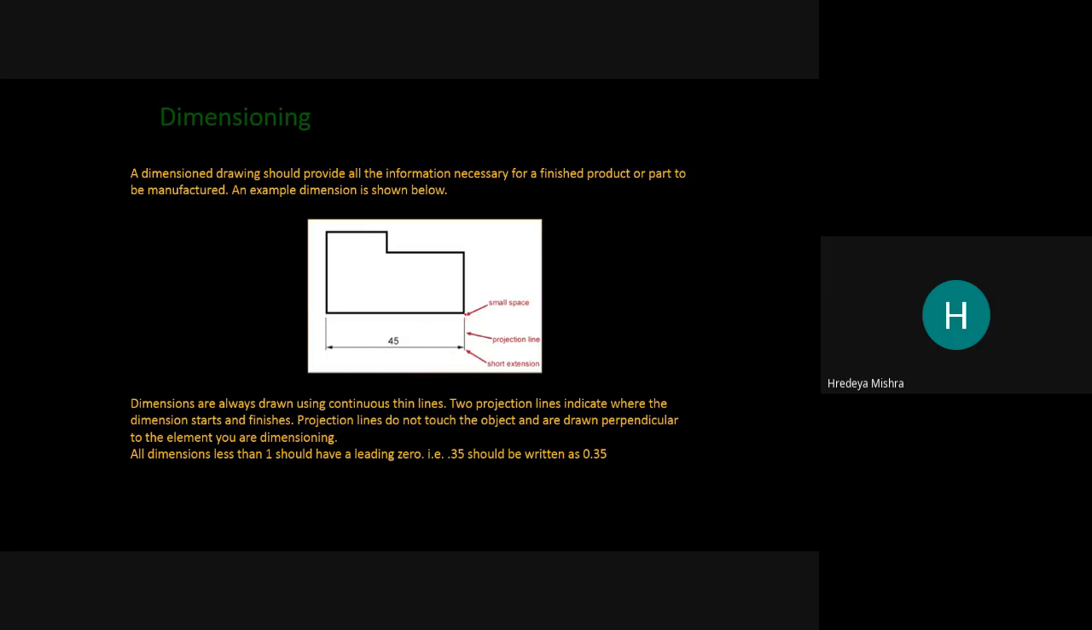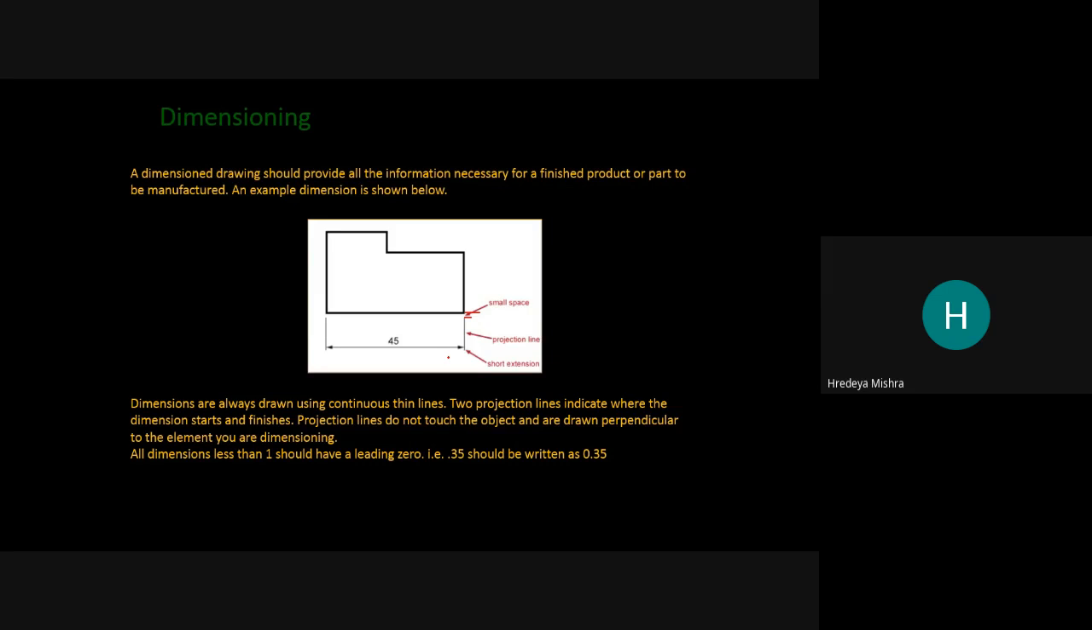See, a small gap or space must be there from the object. And this represents the dimension. The extension line is the reference for the dimension line. So dimensions are always drawn using a continuous thin line. Two projection lines indicate where the dimension starts and finishes. Projection lines do not touch the object and are drawn perpendicular to the element.